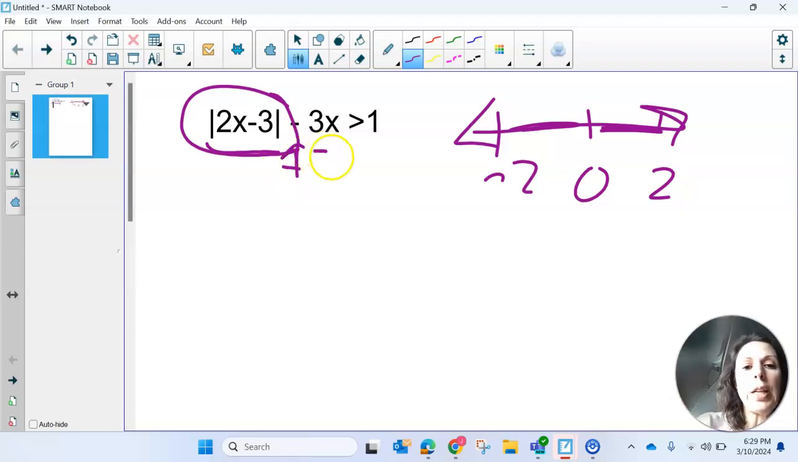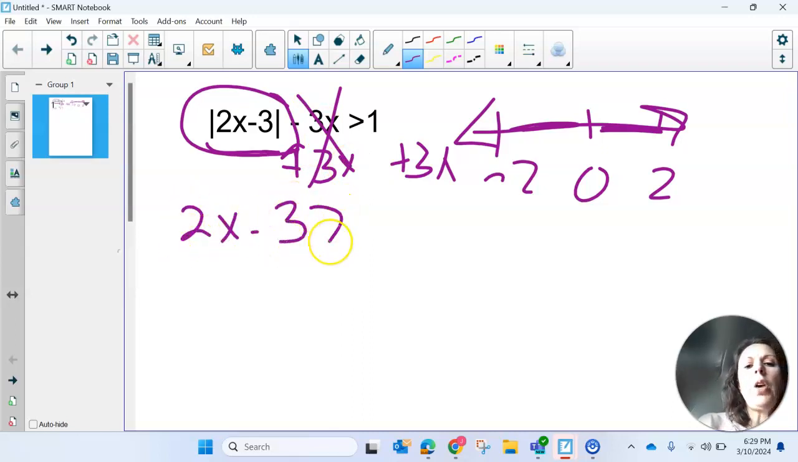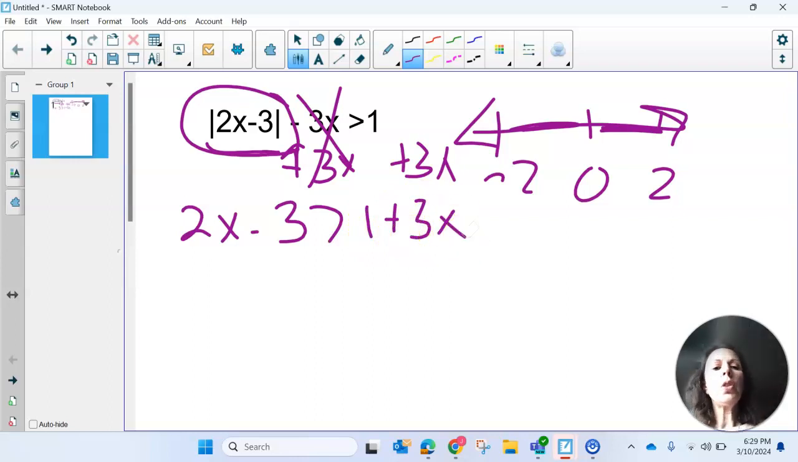So we were subtracting 3x. Now we're going to add 3x to both sides. So that cancels out our 3x on one side. So all we're left with now is that 2x minus 3. And notice that I did not put the 3x underneath the 1 because they cannot be combined. They are unlike terms. So this is what we're going to be starting with.